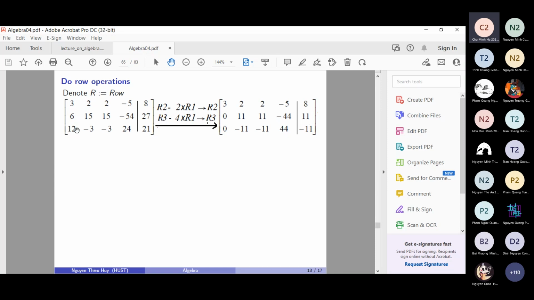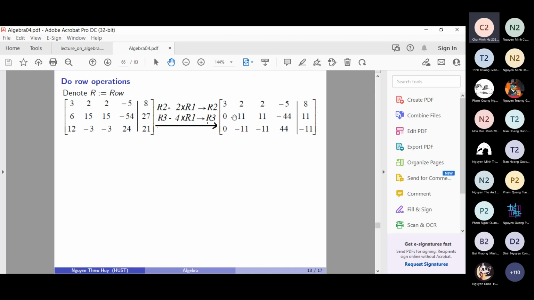And here, if you want to eliminate this 12, you have to take row 3 minus 4 multiplied by row 1, so that 12 minus 12 is 0. So row 3 minus 4 multiplied by row 1 replaces row 3. So you obtain 0 here, and then here minus 4 multiplies this, you obtain minus 11, minus 11, 44, minus 11 again.